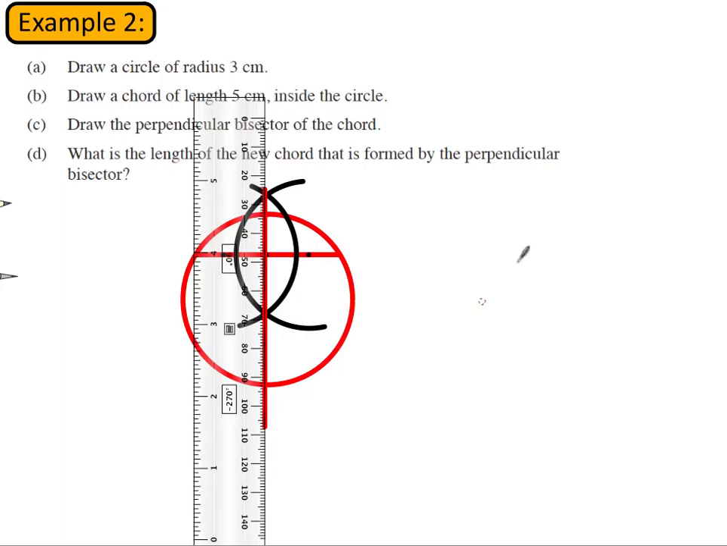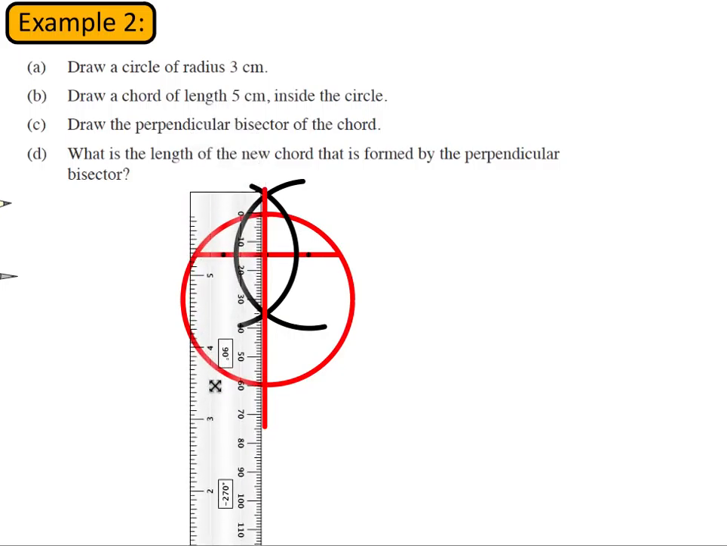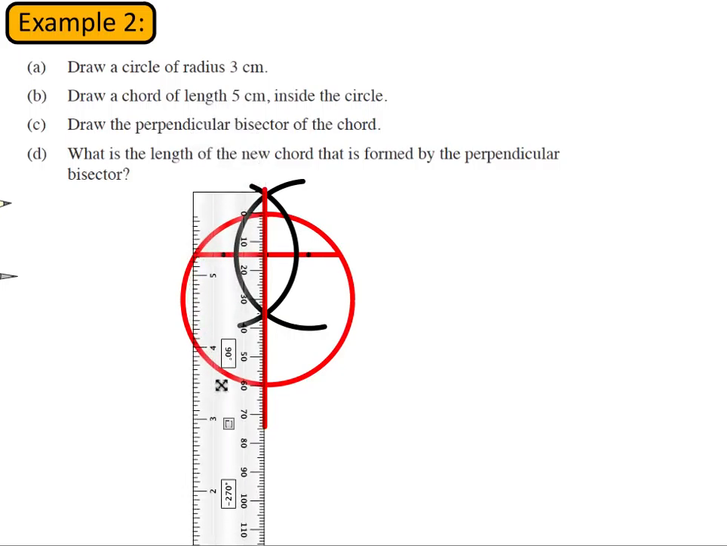There, like that. Now, what is the length of the new chord found by using this perpendicular bisector? Well, if we measure it, we can see that it's 6 centimeters. And of course, it looks like it's a diameter. It is a diameter. And if the radius was 3, then the diameter is 6. So that's how we complete the questions. You should now be able to answer the exercise. Good luck.